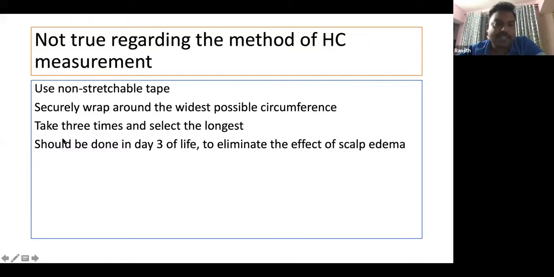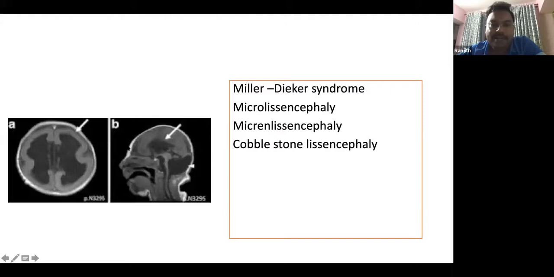So this is a small head with a classic lissencephaly-like appearance. We have given different options to confuse the participants. The answer is microlissencephaly.